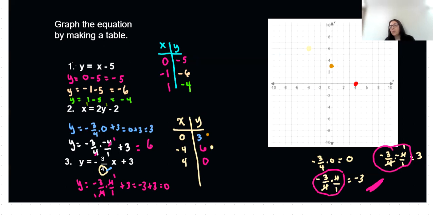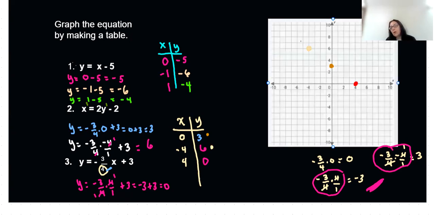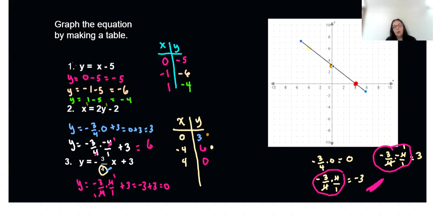And you can see they're making a nice, beautiful oblique line. So when we connect our dots, look at our beautiful line. Boom. Put my arrows on the end because the line goes on forever. Now, what do you think?